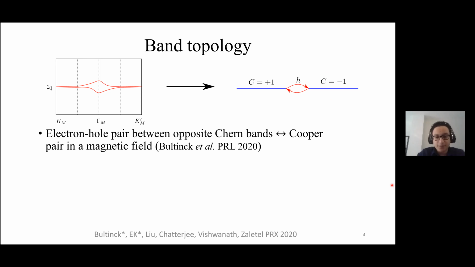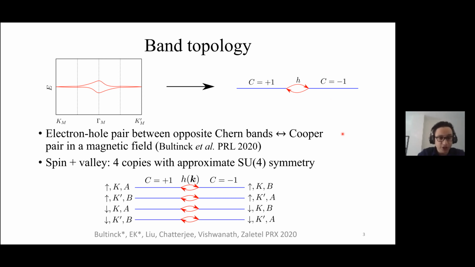So if you are thinking about twisted bilayer graphene, we actually have four-fold degeneracy coming from both the spin and valley degeneracy. So we have essentially 4 copies of this system. And to a good approximation, there's an SU(4) symmetry that relates these 4 copies. In realistic graphene, this SU(4) symmetry is broken by some terms, but I will not focus on this. So throughout my talk, I'll assume that this is a good symmetry.